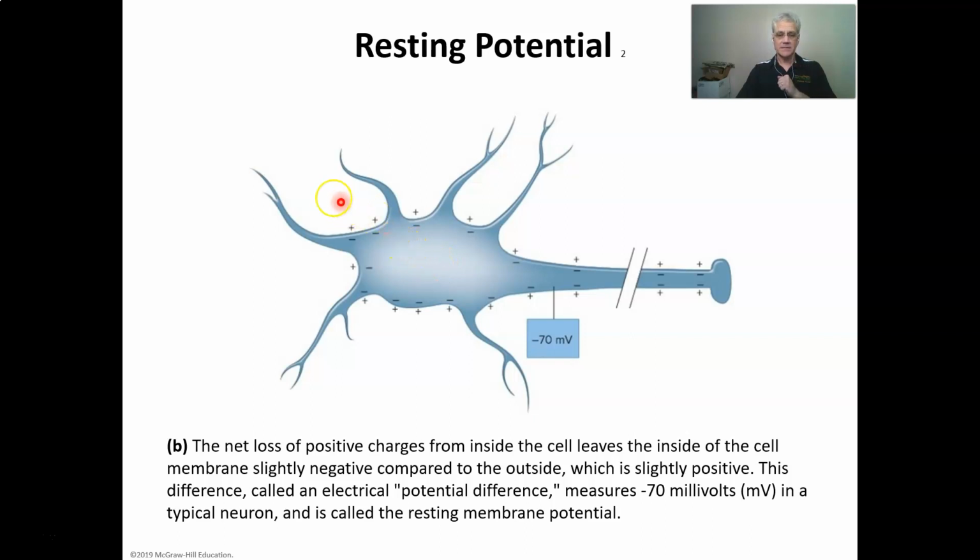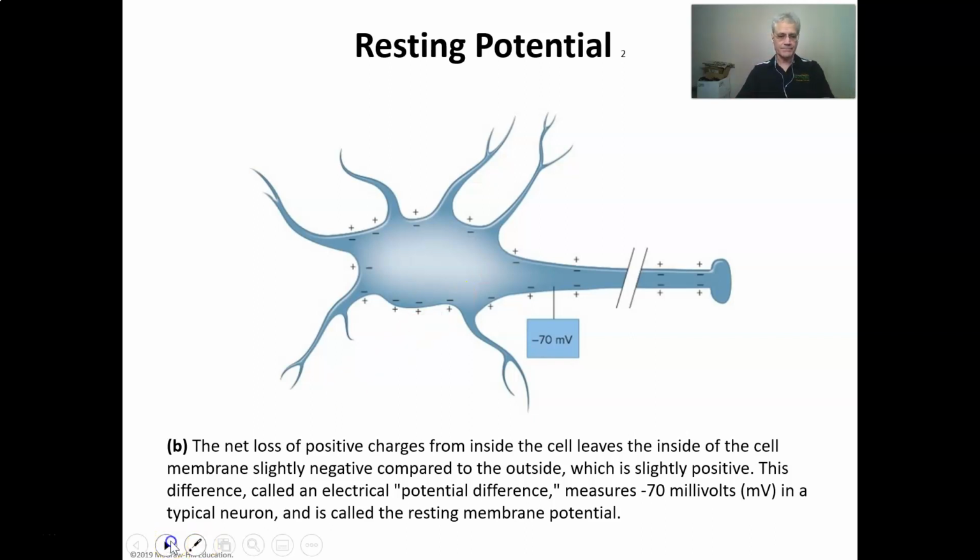That sets up a highly positive outer charge and a highly negative inner charge. And if we measure this potential difference, we say that it is a negative 70 millivolt difference, more negative on the inside than the outside. This is the resting membrane potential. Think of the word resting. It's ready to go. This is a nerve cell that is ready to fire, but it is resting. It has received no other input to do anything.